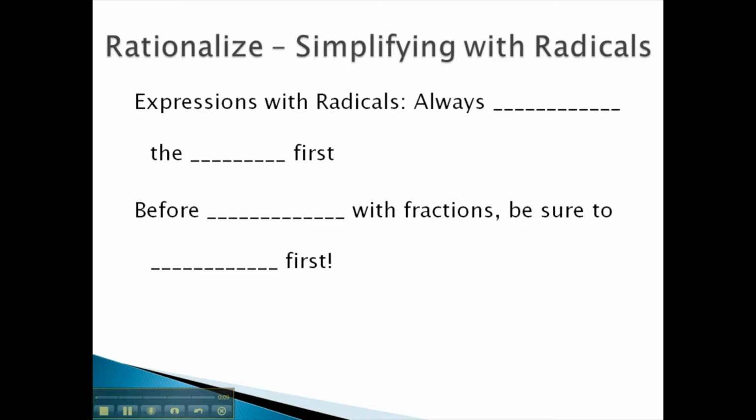When simplifying expressions with radicals, it is important that we always simplify the radical first before we move on to simplifying the rest of the problem. However, it's important that we remember that before we reduce with fractions, we must always factor first. And after the expression is factored, we can divide out common factors.